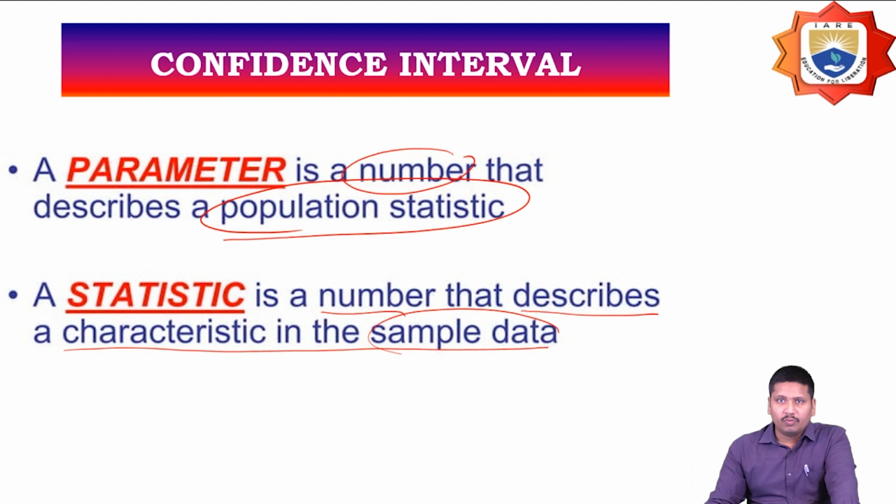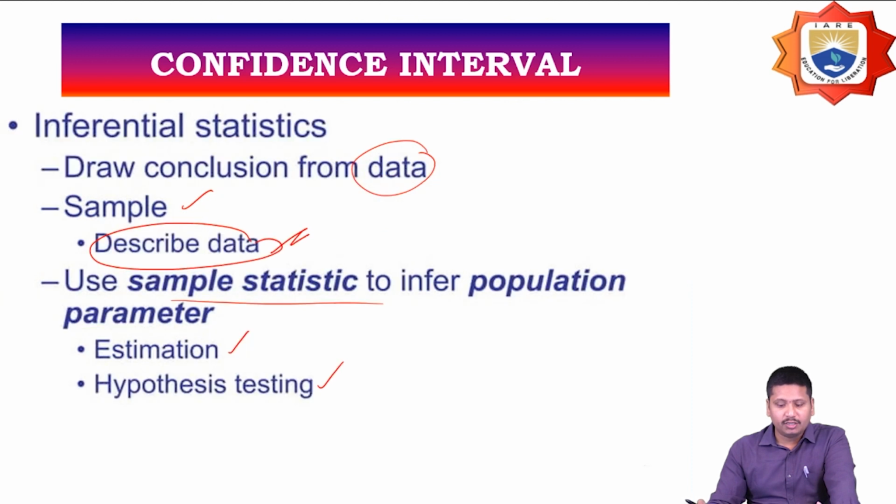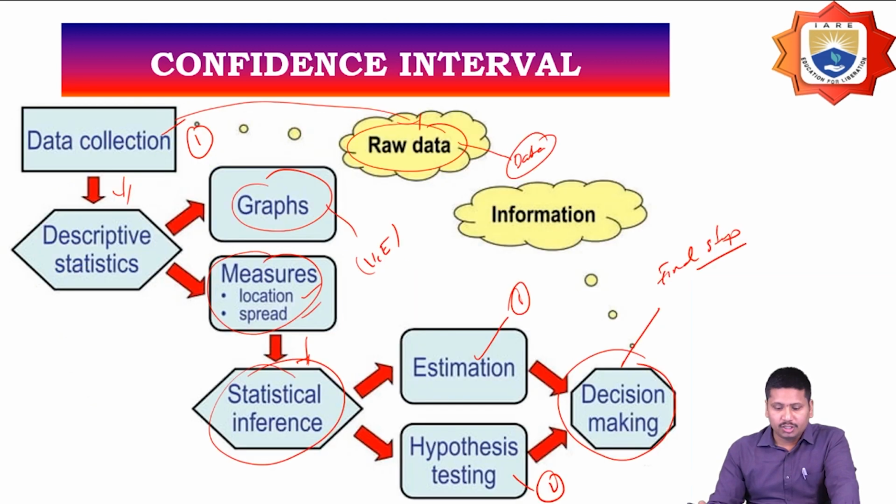So those are the basics of how we calculate point estimates and confidence interval values. What steps have to be considered? The very first thing is the parameter that has to be known. The parameter is the number that describes the population, and the statistic describes the characteristics of the sample data. And first of all, we need to know what inferential statistics is. Normally it is drawn from the data, and from the data we extract the sample, which is used to infer the population parameter through estimation and hypothesis testing.